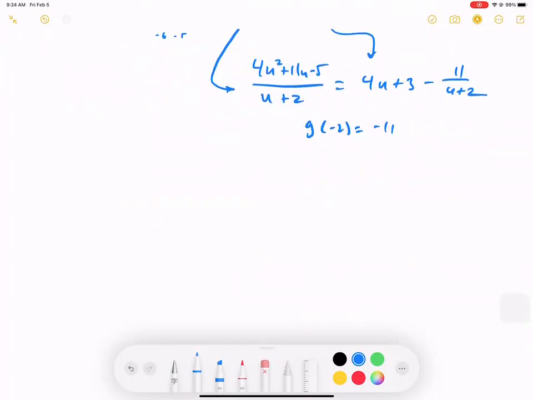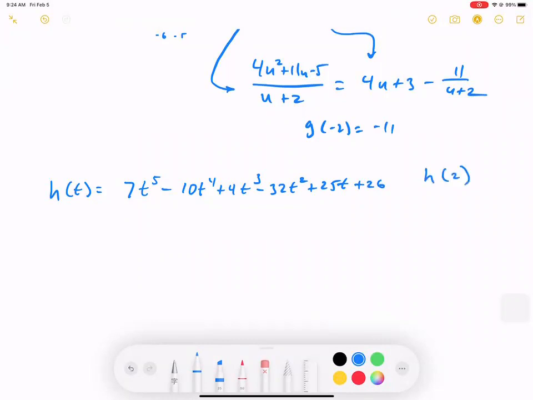Okay, here we go. This is h of t, where the variable is going to be t: 7t to the 5th minus 10t to the 4th plus 4t cubed minus 32t squared plus 25t plus 26. Oh my goodness. I want you guys to solve for h of 2. I want you to do the synthetic division way. Once you get the answer, just go ahead and type it in the chat.